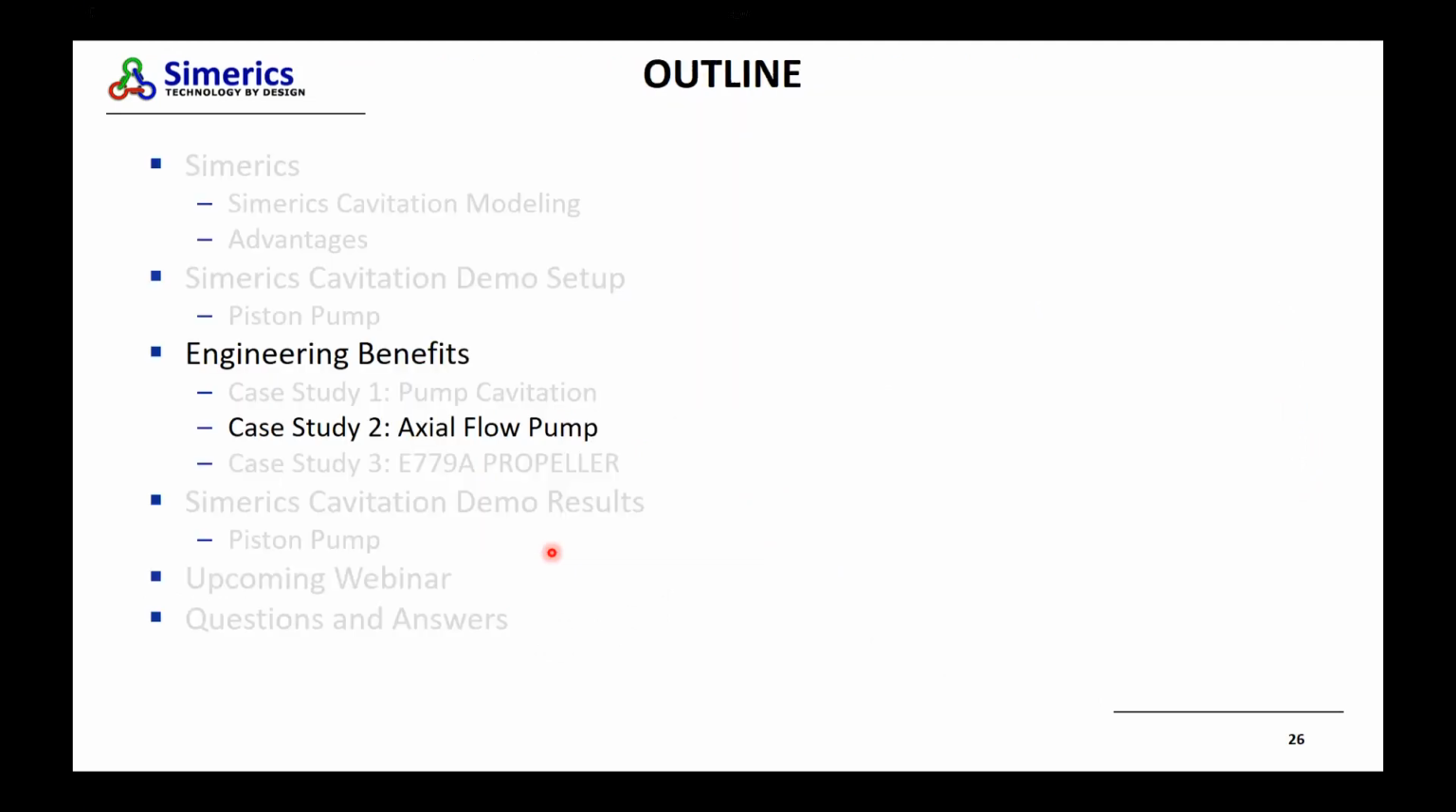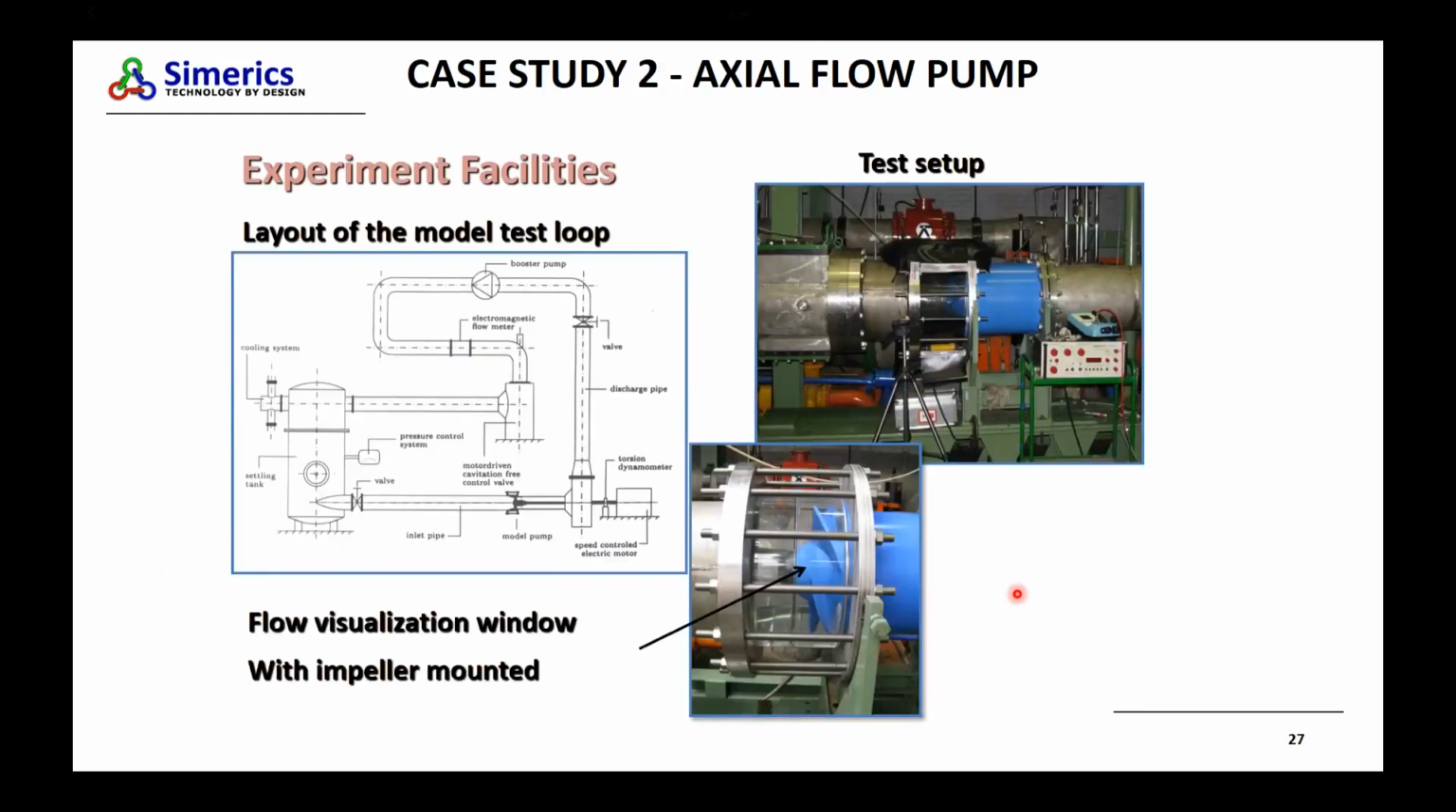The second engineering case study that I want to show is on this axial flow pump. This is a paper I wrote for the ASME, so it's in the public domain. If it's of interest, it can be shared with any of you. This is essentially a loop test that they've done with an axial flow pump in the middle of it. And they have a flow visualization window to look at how the cavitation bubble gets formed on the blades of this pump. And they run this at different speeds.